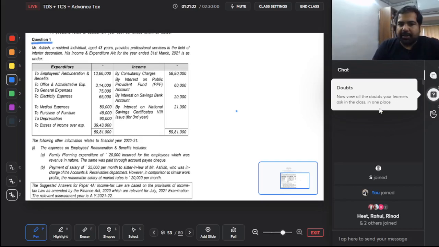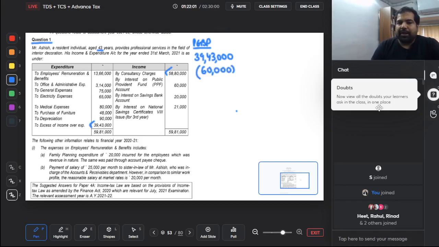Mr. Ashish, a resident individual aged 43 years, provides professional services in the field of interior decoration. His income and expenditure account for the year ended is as under: excess of income over expenditure 39 lakh 43,000. So I'm starting my PGBP room with 39 lakh 43,000. If there's something which is wrong or not belonging to this room, I will remove it from here. Consultancy charges is perfectly okay. Interest on PPF is of course not in this room, so they have added it. I'm going to minus it.